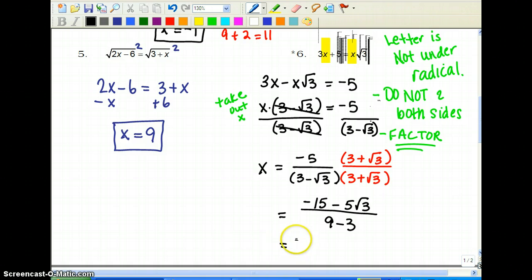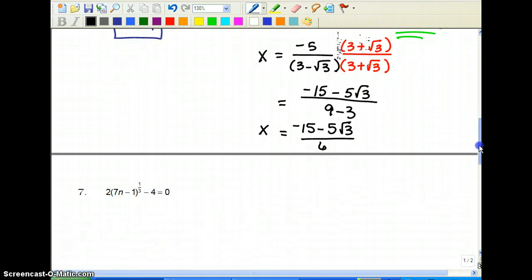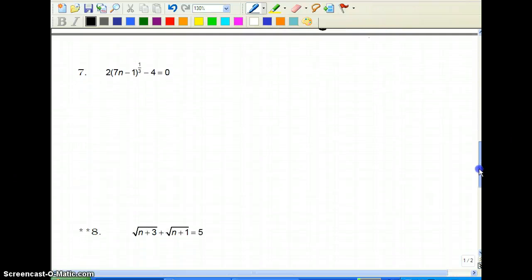Simplify and get negative 15 minus 5 root 3 all over 6. Can you reduce? Not 5, 15, and 6. Nothing goes into all of them, so that is your final answer. Okay, a couple more. That's the tricky one. There's two tricky ones, that one and number 8.